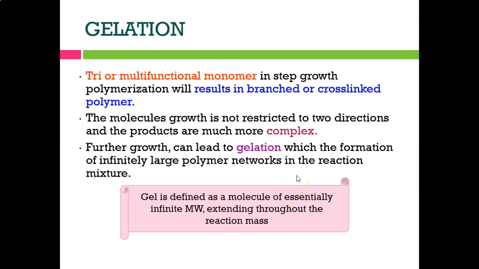So in other words, gelation means that the polymer becomes extent of the cross-linking. Okay, it tends to become hardened or it tends to become solidified.